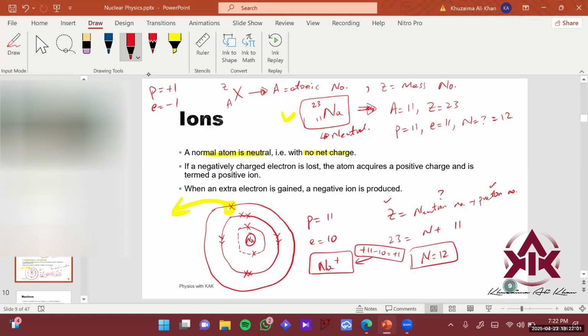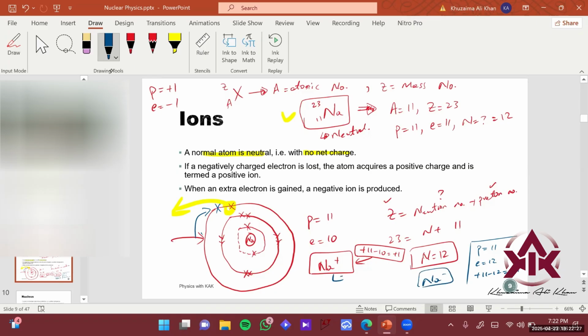Let's say it gains one more electron, right? It gains one more electron here. Now it has the following scenario: 11 protons and 12 electrons, right? So if I want to find the overall charge, that is going to be plus 11 minus 12. That is going to be negative 1 here, right? So it is going to be Na negative here.